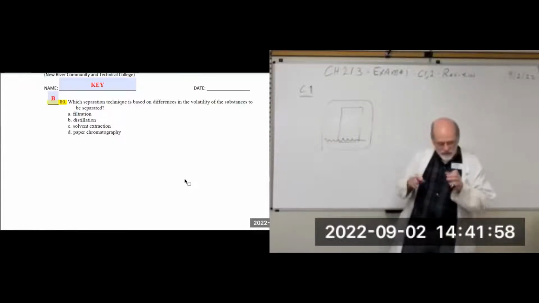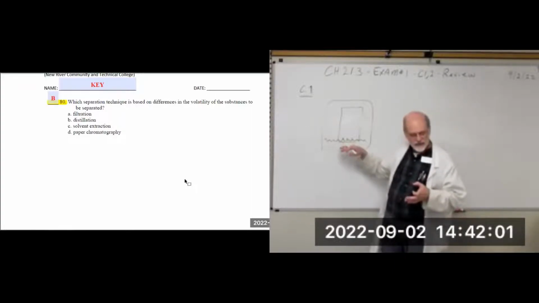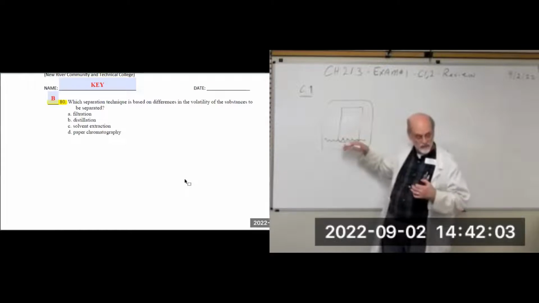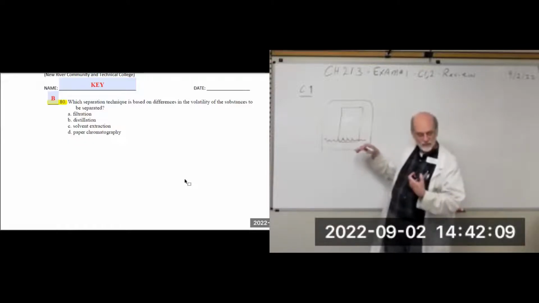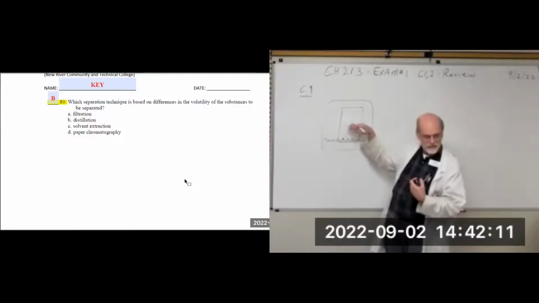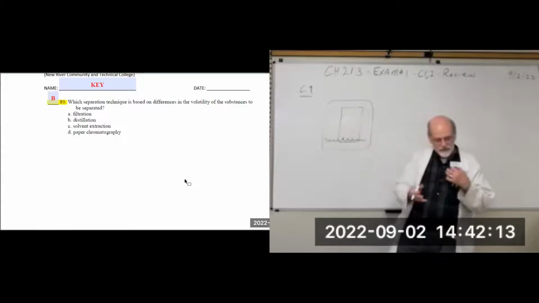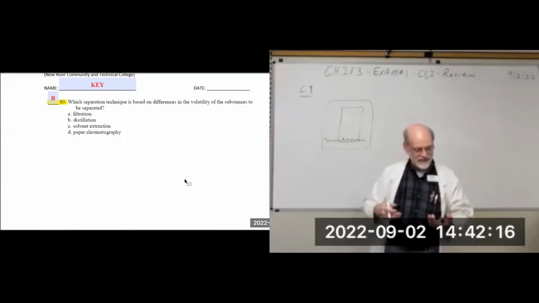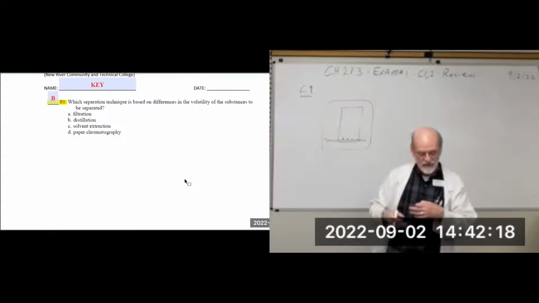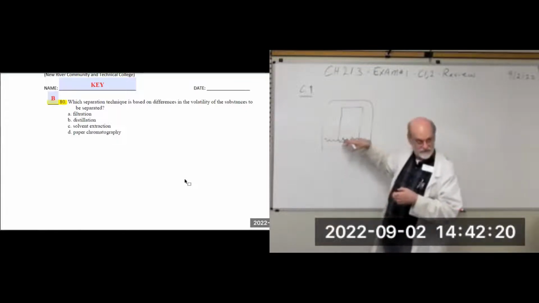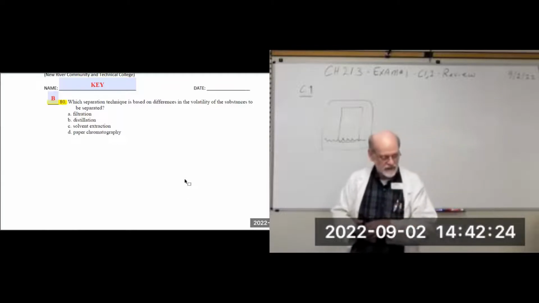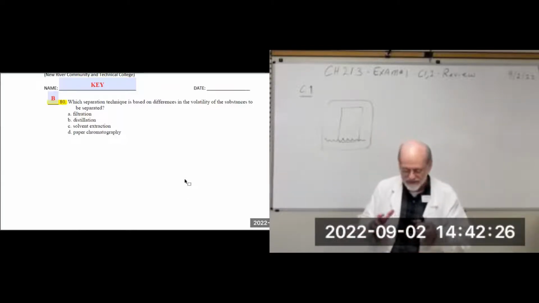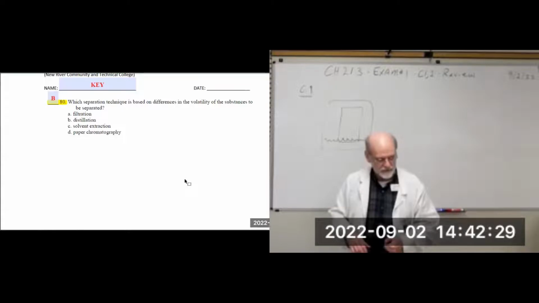If they're really strongly attracted to the paper, then they'll stay on the paper more than they will the solvent, and they won't move much. But if they really like the solvent and not the paper so much, they'll stay in the solvent more, and they'll move higher up. So it's a differential attraction between the solid media and what we call the mobile phase. Okay. That's how we base paper chromatography. Actually, that's the basic idea for all chromatographies.